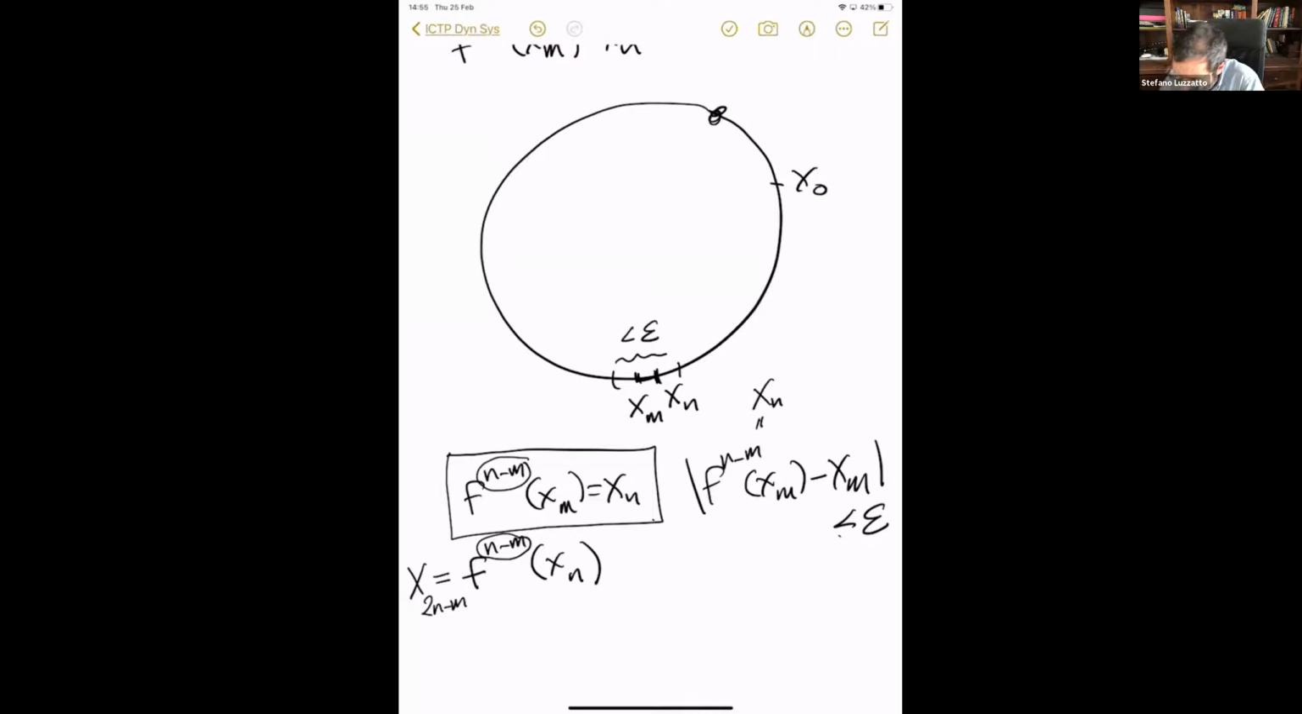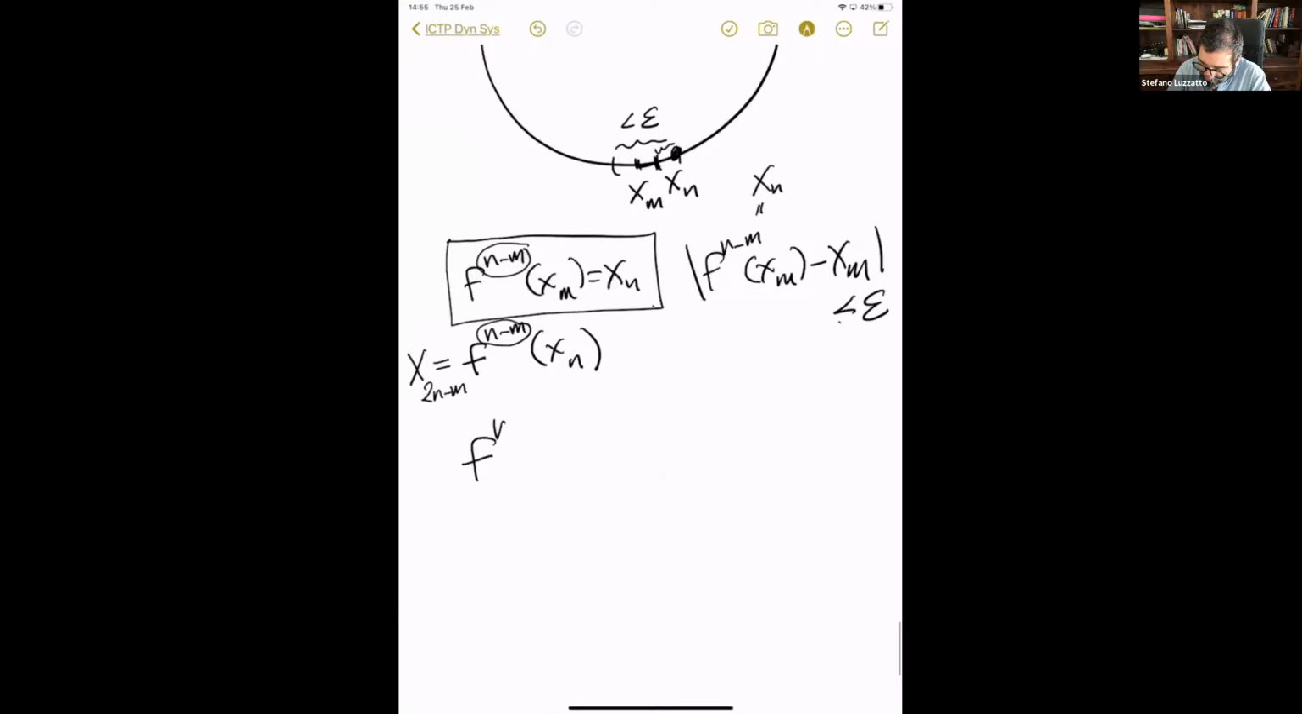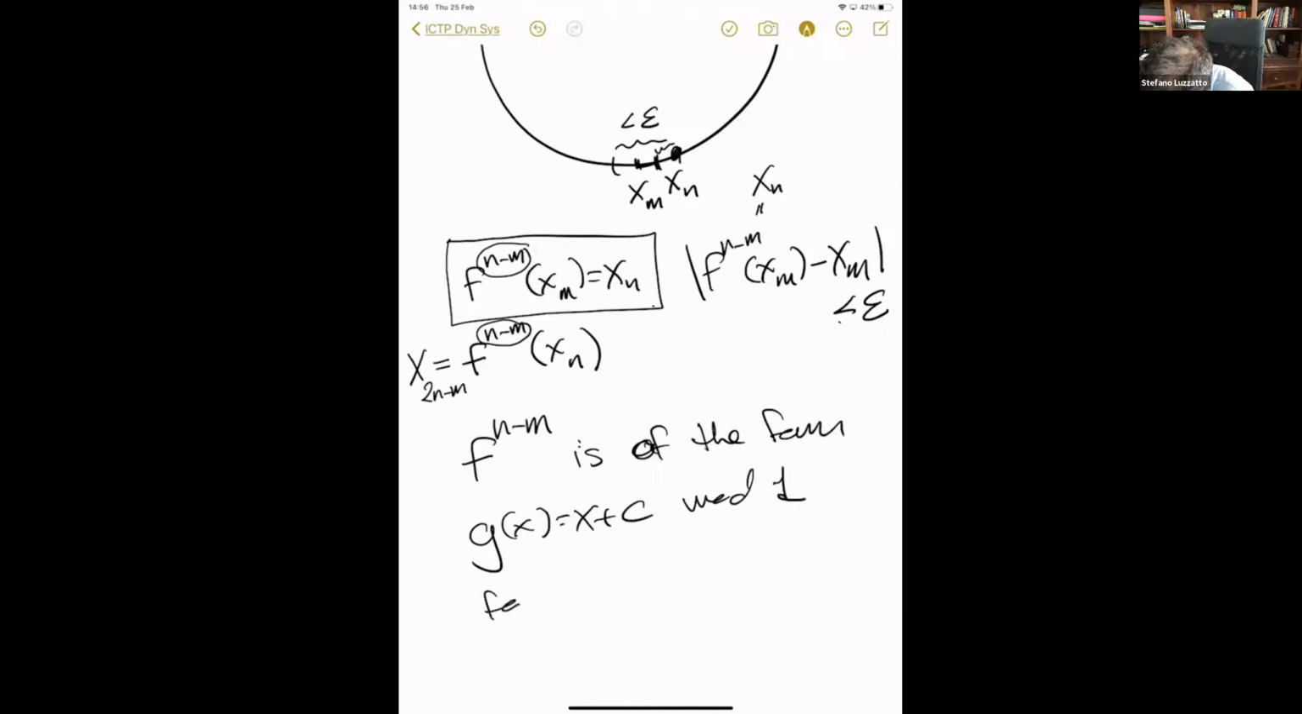So when you apply this again to xn, you will get another point here, which is also less than epsilon from xn. In other words, f n minus m is of the form g of x equals x plus, let's say, c mod 1 for some c less than epsilon.